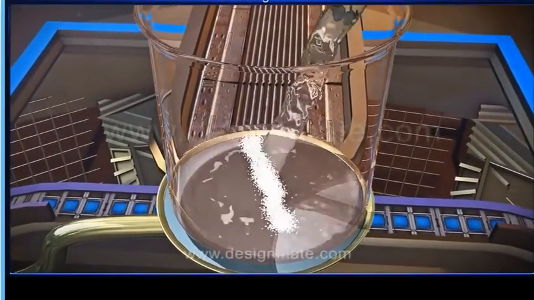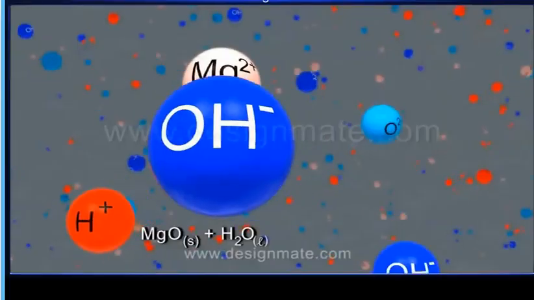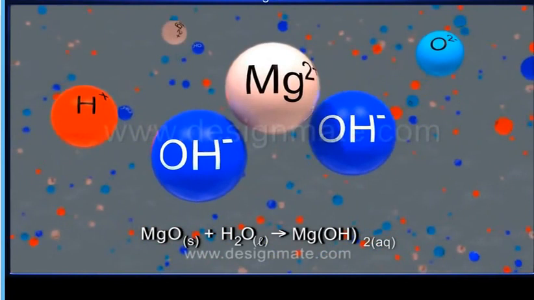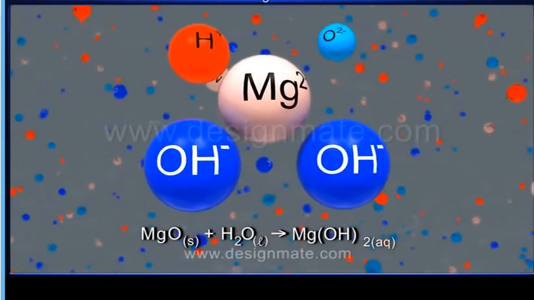Dissolve it in a small amount of water. The magnesium oxide dissolves in water, resulting in the formation of magnesium hydroxide.